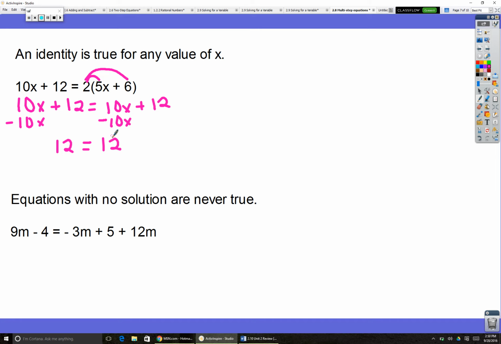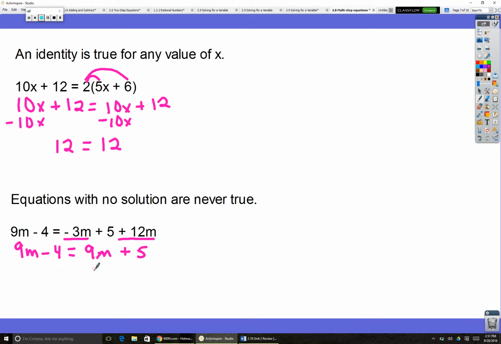Let's look at what happens if you have an equation with no solution. If an equation has no solution, it's never true. There's nothing you can put in for x that will make it true. So first I'm going to simplify both sides. I have 9m minus 4. I'm going to combine my like terms. Negative 3m plus 12m is 9m plus 5.